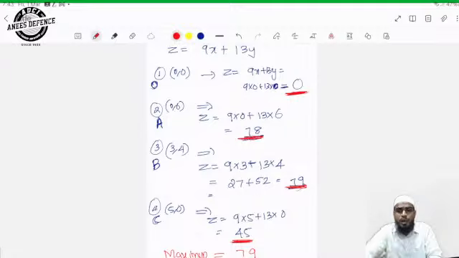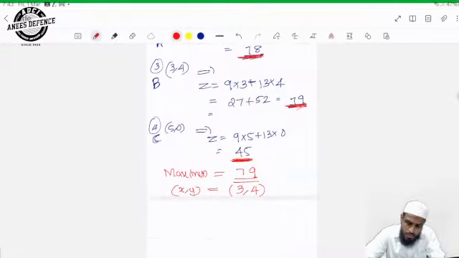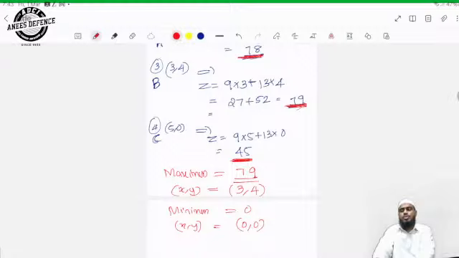You can see minimum value is at 0 comma 0, because out of 0, 78, 79, 45, the minimum value is 0. So at what point? Here we are getting x comma y as 0 comma 0. So minimize means you have to consider the value of x is equal to 0 and y equal to 0. But our question is maximize the objective function, so you have to consider x is equal to 3 and y equal to 4. So this is our solution of this question.